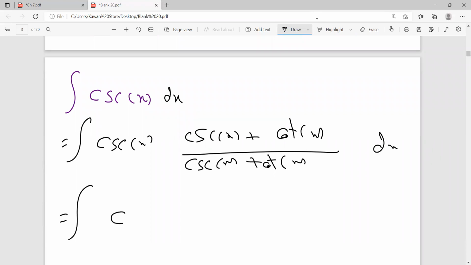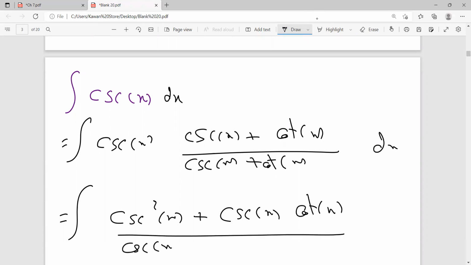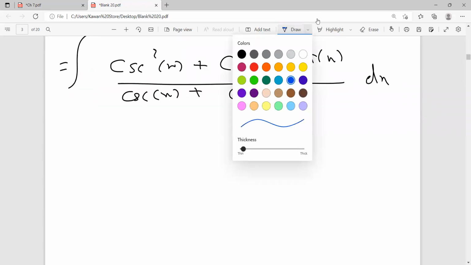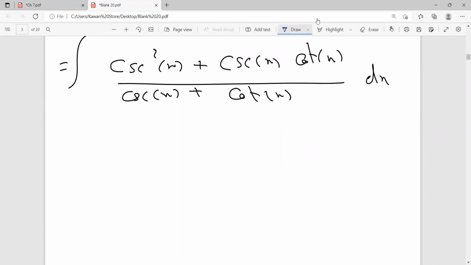Now you are dealing with it. So I will get cosecant square, plus cosecant cotan, over cosecant plus cotan, dx. Later, we add how? So we have a fraction. I'm going to check the derivative of denominator. Do not mix the steps. That's it. So derivative of cosecant.